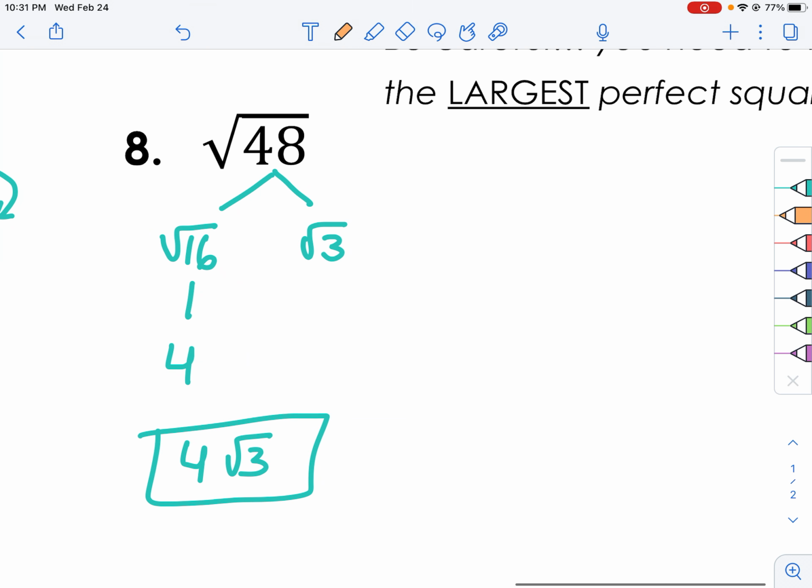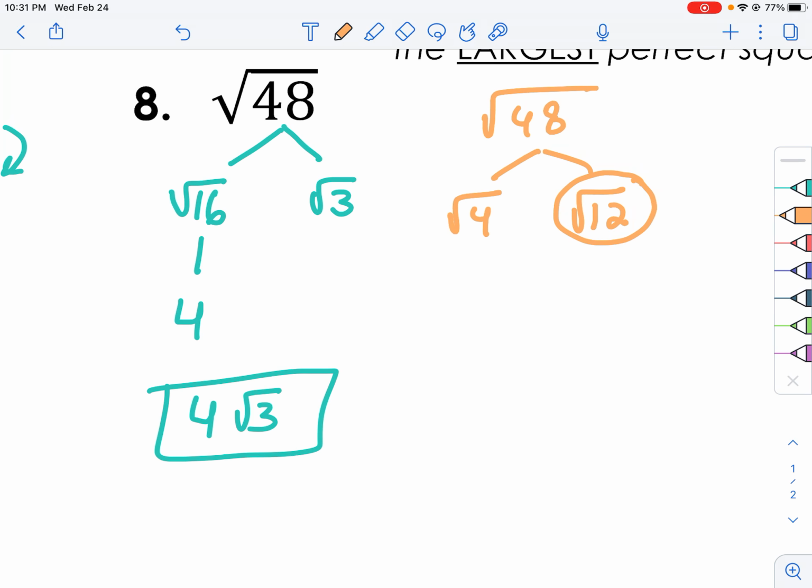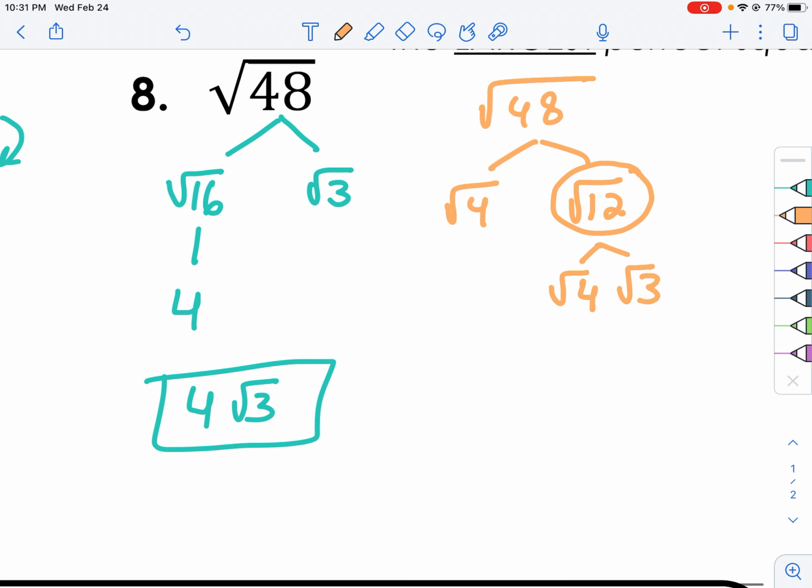Okay, you totally could have done that with 12. Check this out. So if we went square root 48 and we said, oh, 4 divides that, right? You get the square root of 4 and we got the square root of 12. You just have to keep going. You now can pull a perfect square out of here. So you would go square root 4, square root 4. 4 times 3 gives you 12.